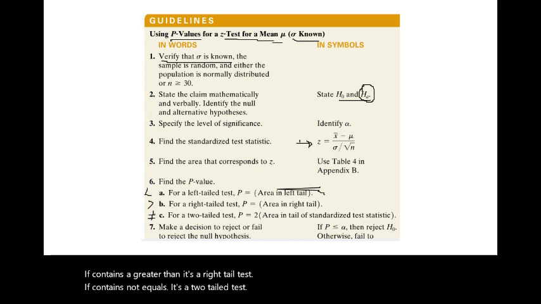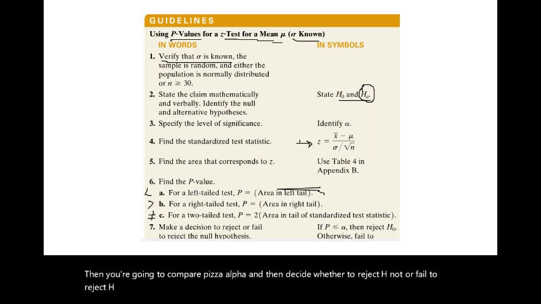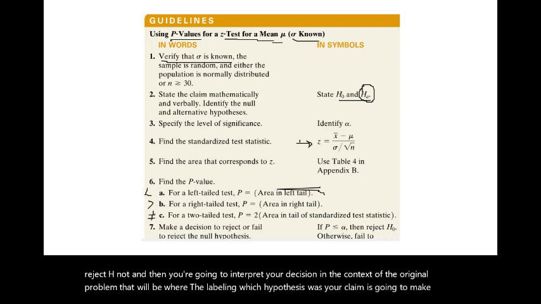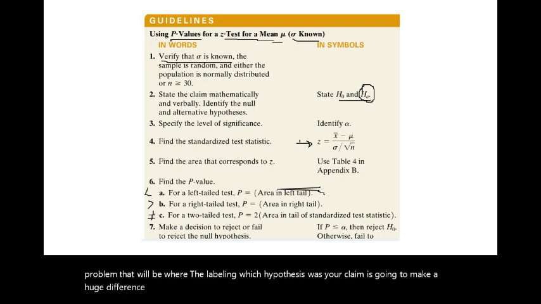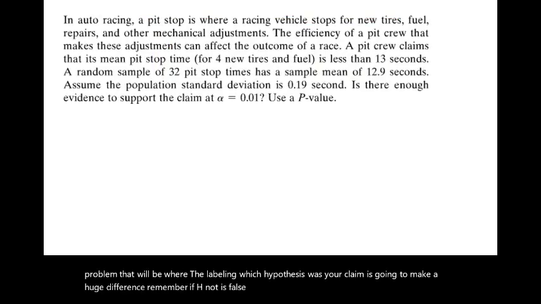Then you're going to compare P to alpha and then decide whether to reject H0 or fail to reject H0. And then you're going to interpret your decision in the context of the original problem. That will be where labeling which hypothesis was your claim is going to make a huge difference. Remember, if H0 is false, that means HA is automatically true.